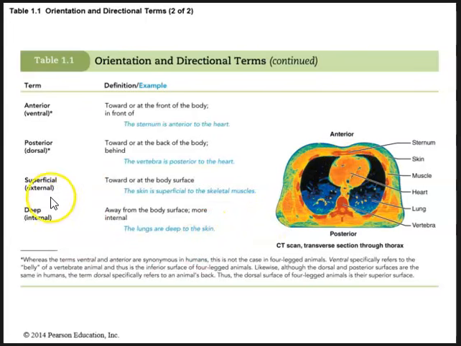Another word for superficial is external. So this means it's toward or at the body surface. So we know the skin is more superficial compared to the skeletal muscles. So it's the outer covering. And opposite of that is deep or internal. So this means away from the body surface or more internal. We know that the lungs are deep to the skin.